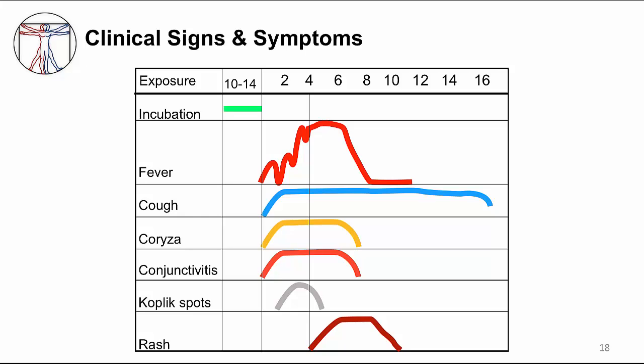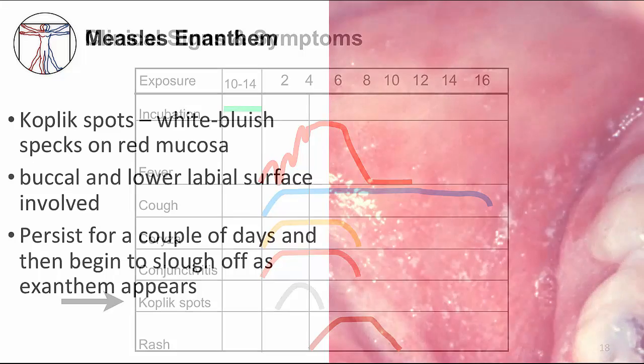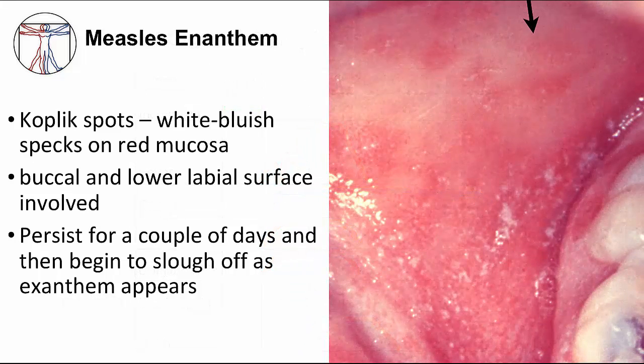The first rash that is seen after the prodrome phase is actually an enanthem, which are lesions on mucosal surfaces. These are called Koplik spots when associated with measles infection. They are white, bluish specks on a bright red mucosal surface, typically on the buccal mucosa or on the lower labial mucosa. You can see a picture of this in the photo. Koplik spots appear a couple of days before the skin rash and have mostly resolved by the time the skin rash is apparent. So practically speaking, you may never see these in clinical practice.